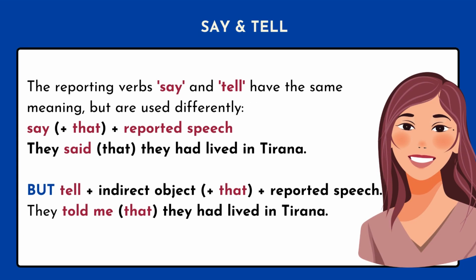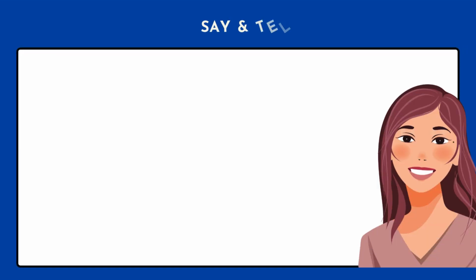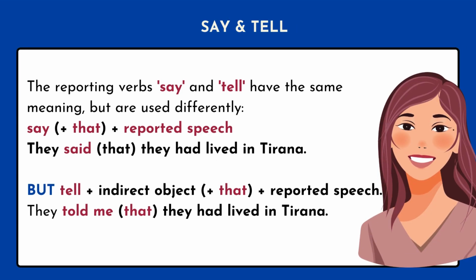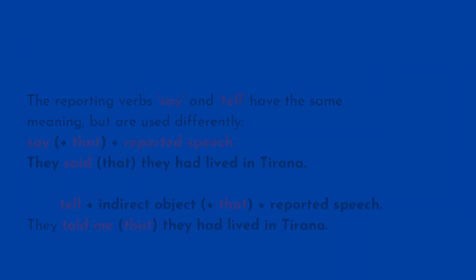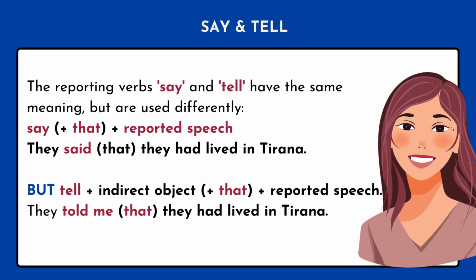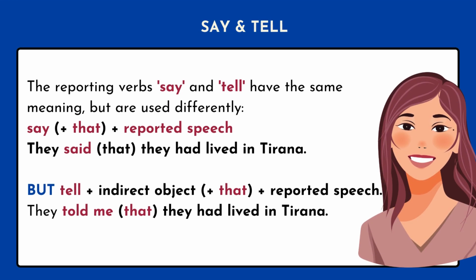Say and tell. The reporting verbs say and tell have the same meaning, but are used differently. Say plus that plus reported speech. They said that they had lived in Tirana. But tell plus indirect object plus that plus reported speech. They told me that they had lived in Tirana.